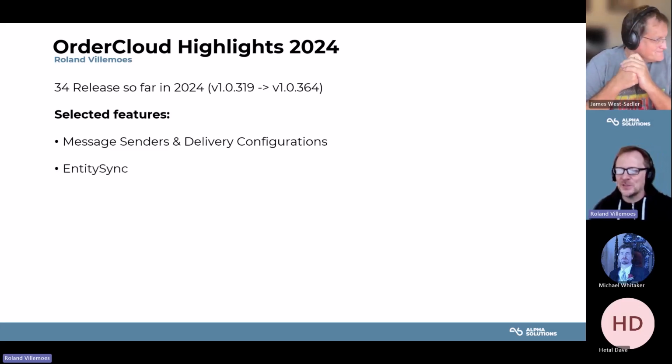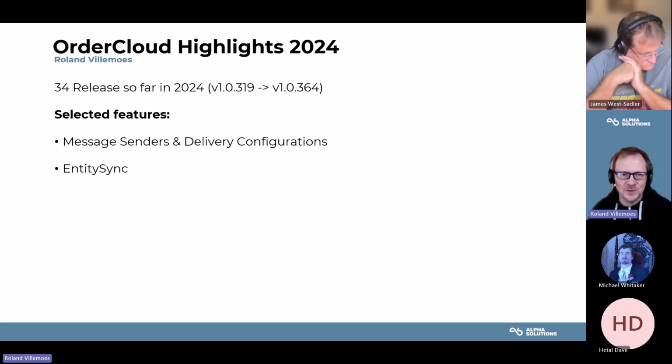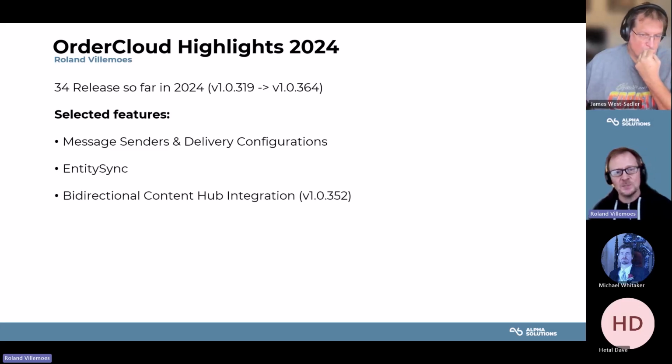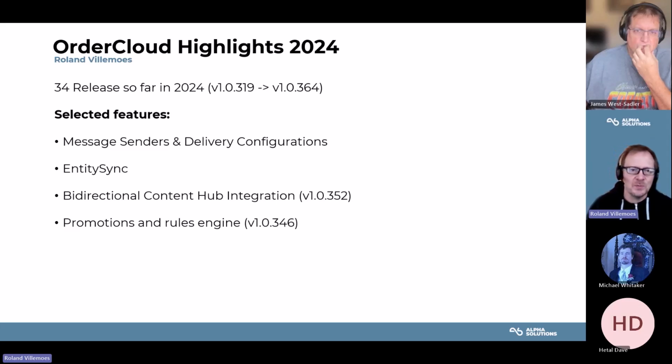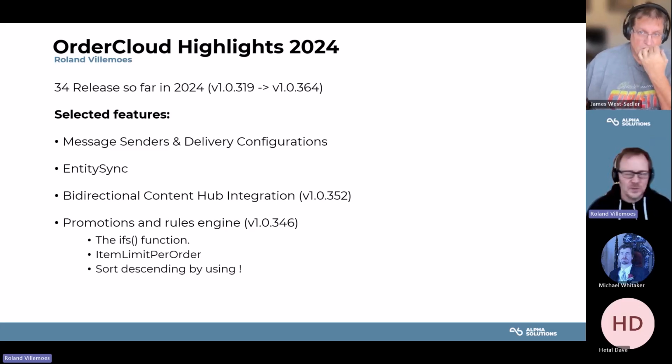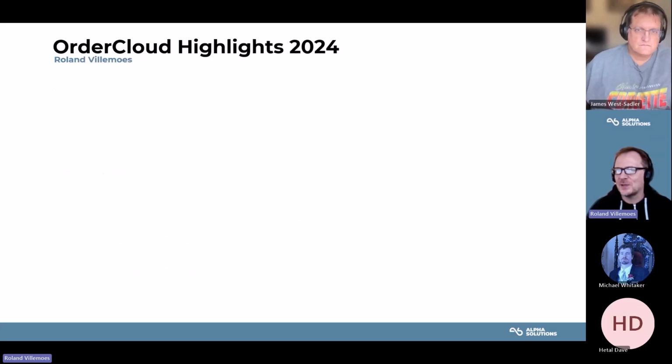So I've been looking at the message centers and delivery configurations, which I think is a really cool concept. The EntitySync, and then something with the Content Hub integration, which is interesting, as Content Hub is often used as a PIM system. And then a bit about promotions and the rules engine, which I also find very cool, where you can add some new functions to it in OrderCloud. Some of the functions I want to go through are interesting, like the ifs function. Anyway, let's dive into it.